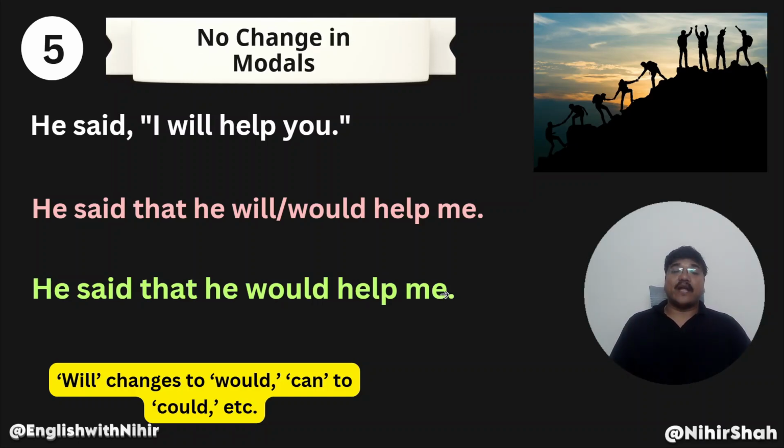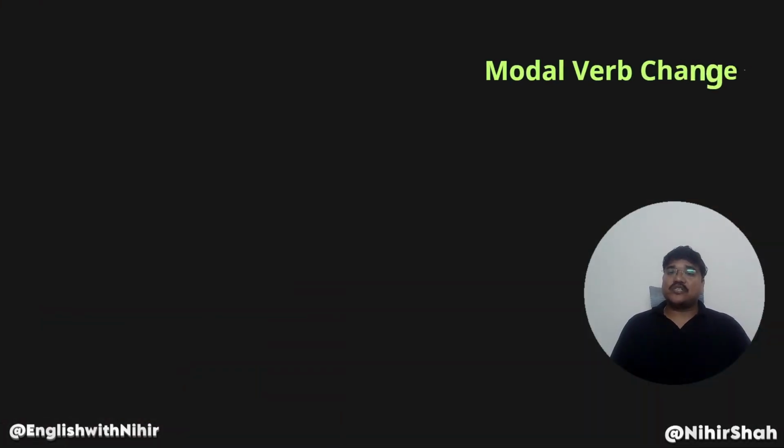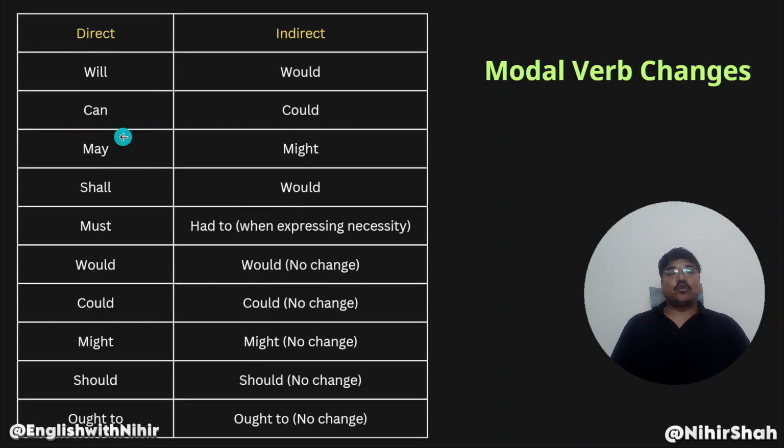No change in modals. So many times what mistake we do, we will directly write he said that he will help me, but actually you have to change it. Will be would, and similarly can will be could, and in this way modals will change. So what are those changes? Let's see that. Will be converted to would, can will be converted to could, may will be might, shall will be would or should, must will be had to. So you may pause here and take this screenshot. Okay, let's move on to the next mistake.